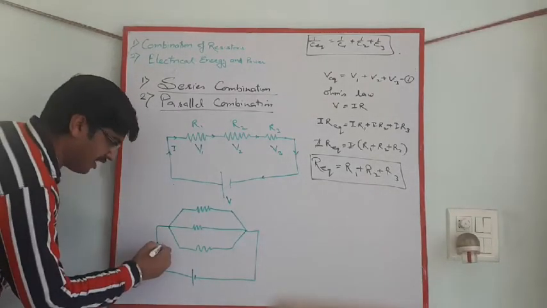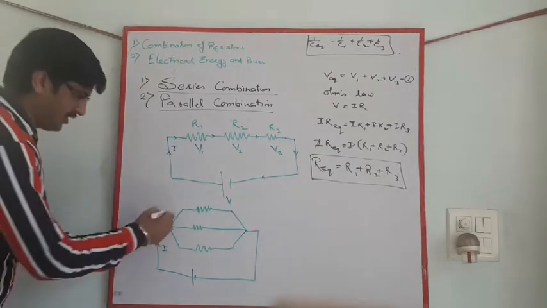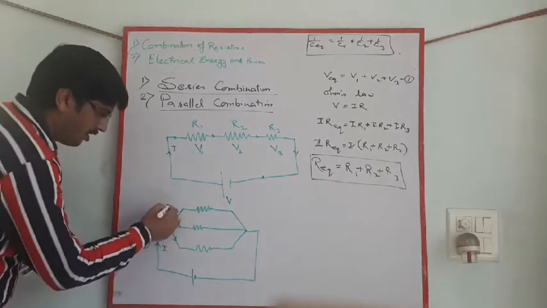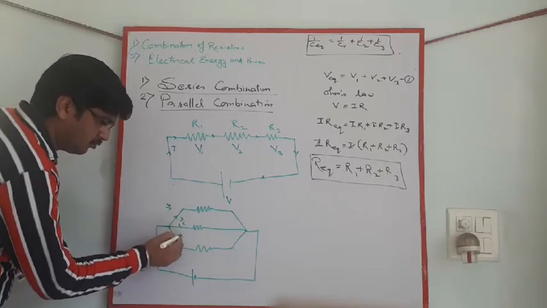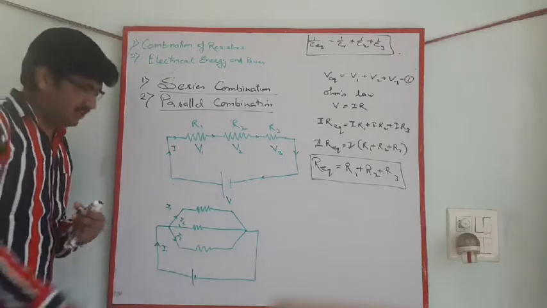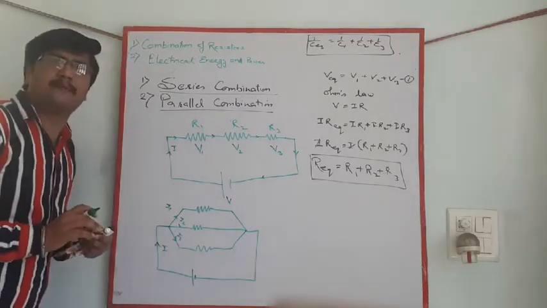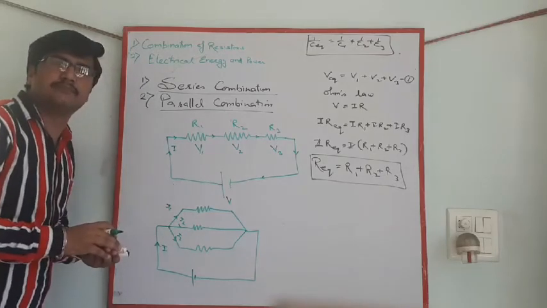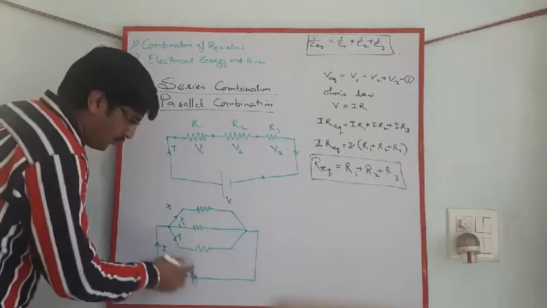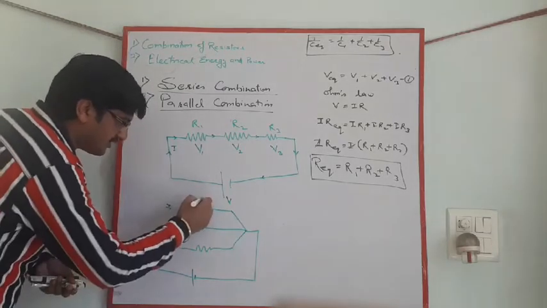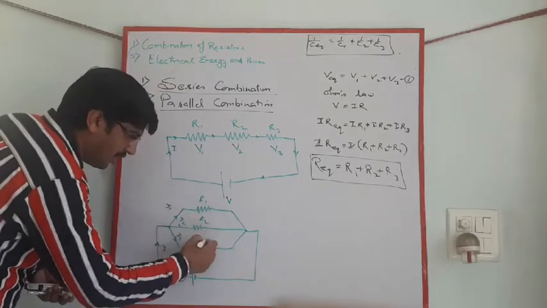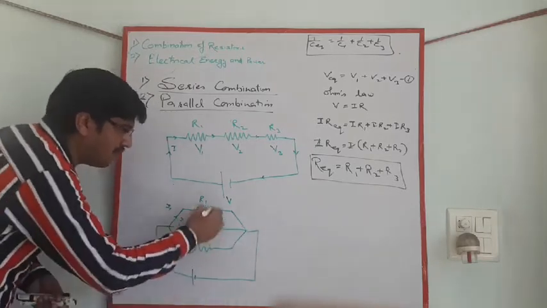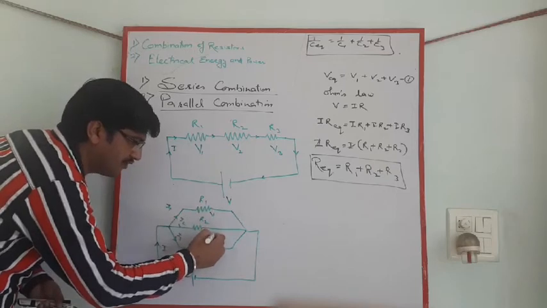Such that if I is the current flowing through it, then the current gets divided into I1, I2, I3 in all three ways, in all three paths, through all three resistances. Also, because all the resistors R1, R2, R3 are connected directly to the source of EMF, all will experience a potential difference of V.